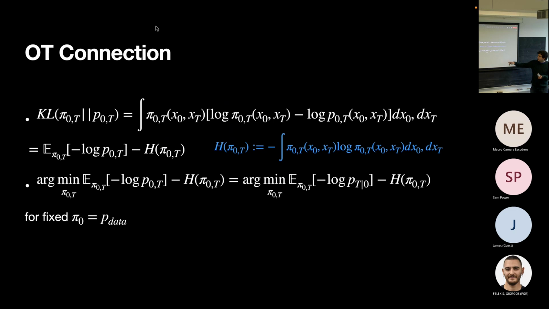Because pi 0 is fixed, and the argmin is just over the coupling, not the marginal, the minimum of the KL is the same as the minimum of this, where this is the ground cost and this is the regularization.